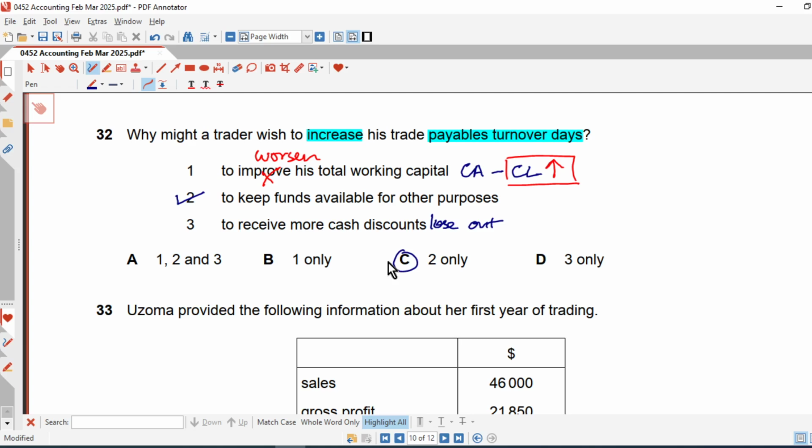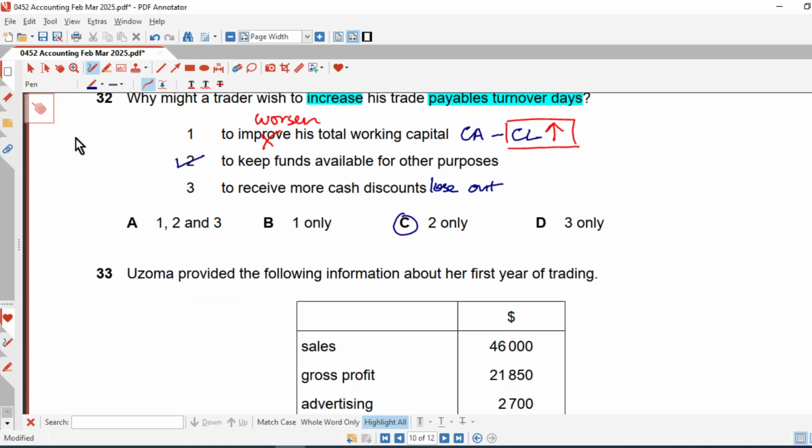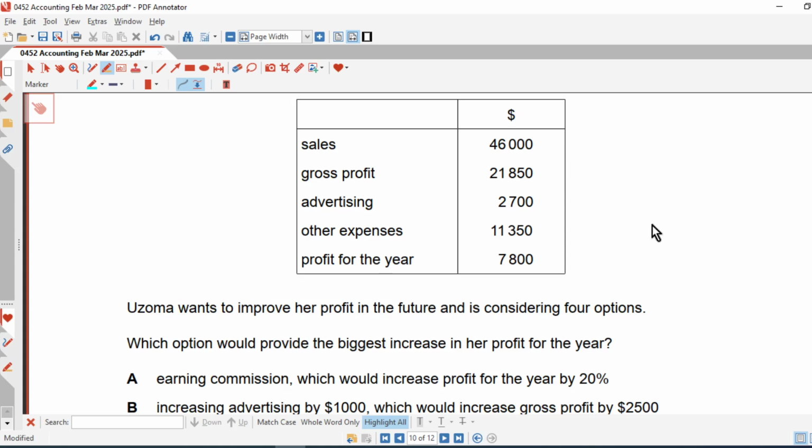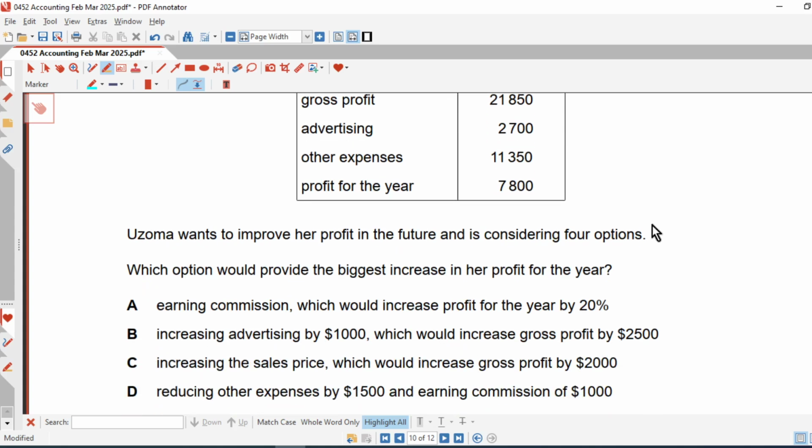Right, let's go to 33. Uzoma provided the following information about the first year of trading. So sales 46,000, gross profit 21,850, advertising 2,007, other expenses 11,350. You end up with a clean profit of 7,008. So Uzoma wants to improve her profit in the future and is considering 4 options. Which option would provide the biggest increase in her profit for the year?